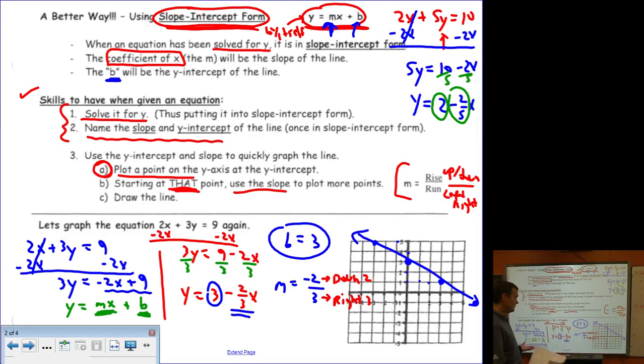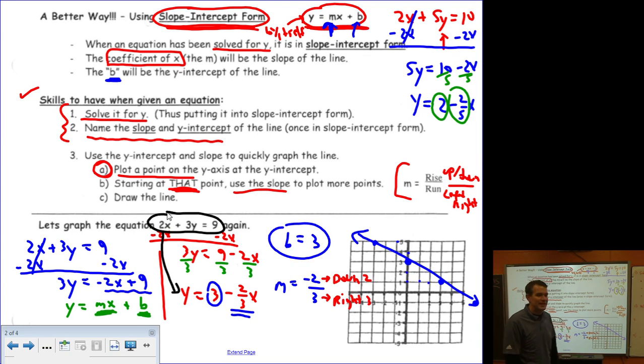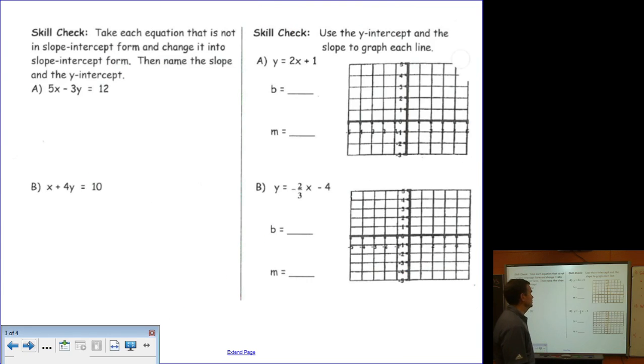All right, that is the main focus for today. Can you take an equation like this one? Can you change it into slope-intercept form and then use that to graph it quickly? Let's do a couple examples here. So first, let's practice taking an equation and changing it into slope-intercept form.